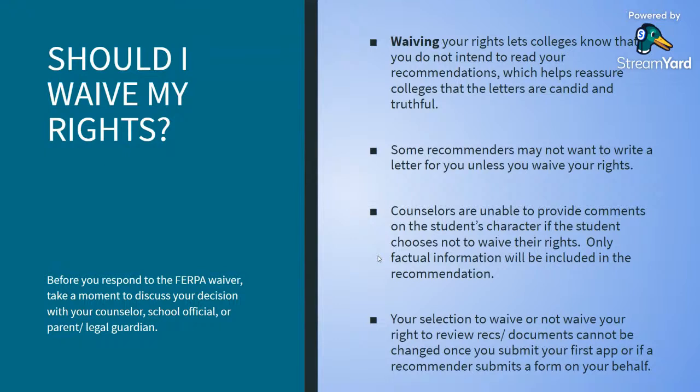So it's asking you to give permission for the high school to provide information on your behalf. For us to send your transcripts, we need your permission, you or your parents if you're under 18. And then it's also going to ask if you are waiving your rights to review your recommendations. The colleges want you, or suggest that you waive your rights to review your recommendations.